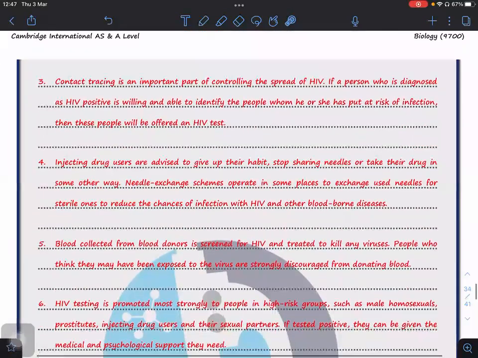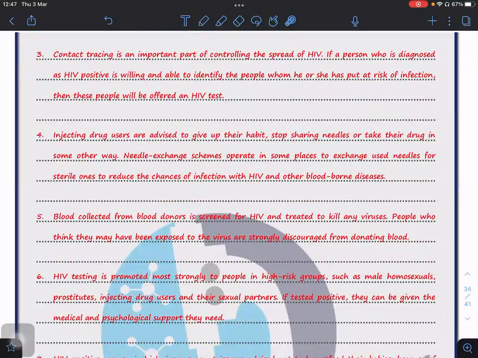Now, we do have contact tracing. Contact tracing is an important part of controlling the spread of HIV. A person who is diagnosed HIV positive and is willing and able to identify the people he or she has put at risk of infection, then these people, such as a sex partner, will be offered HIV tests.